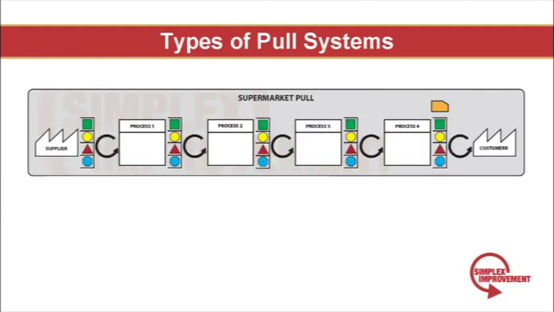So this is what a supermarket pull system looks like. The customer pulls the item that's sitting there on the shelf, say a green square. This triggers a green square to be produced by process 4 to replace what's just been taken.